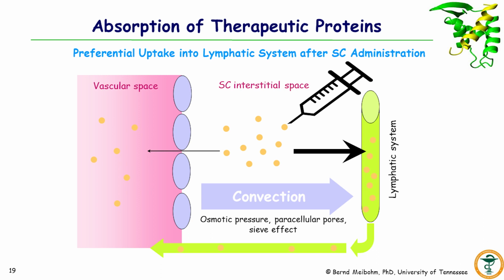Since therapeutic proteins follow the fluid flux, the convective extravasation that I have previously shown you, they also follow the same fluid flux when they are administered by subcutaneous injection into the interstitial space. So there's a preferential uptake of large therapeutic proteins into the lymphatic system and only a very minor uptake into the vascular space. That has substantial consequences with regard to the rate and the extent of absorption after subcutaneous injection.